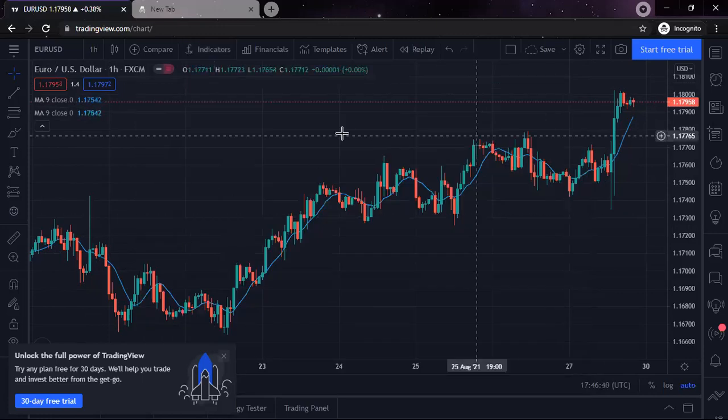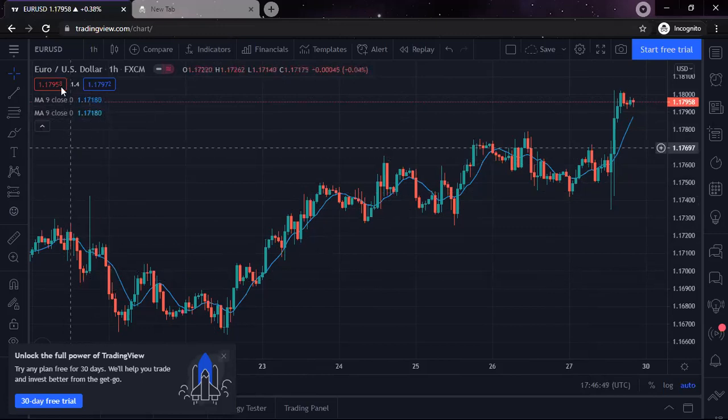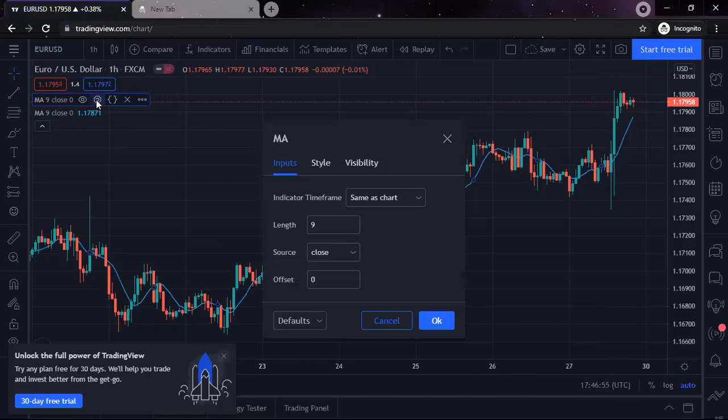And then you can see on our chart, because the moving averages we have here are both 9, that's why they are all the same. So we have to change the parameter from 9 to, the first one should be 200. So what you have here is MA. We have input, we have style, we have visibility.